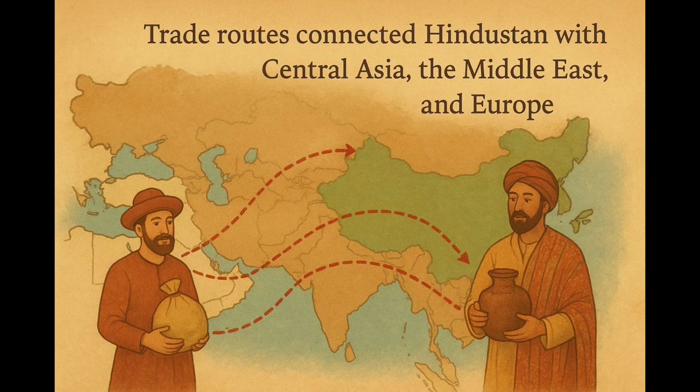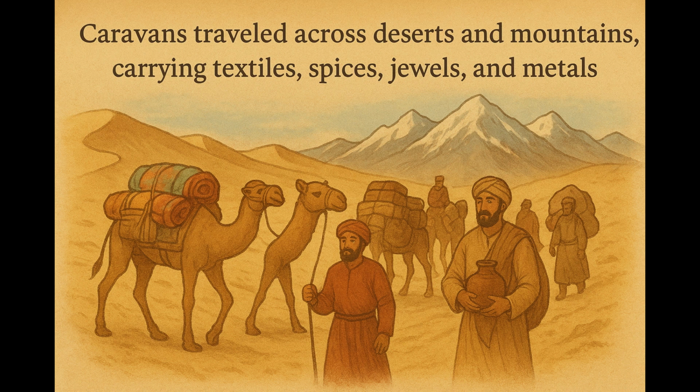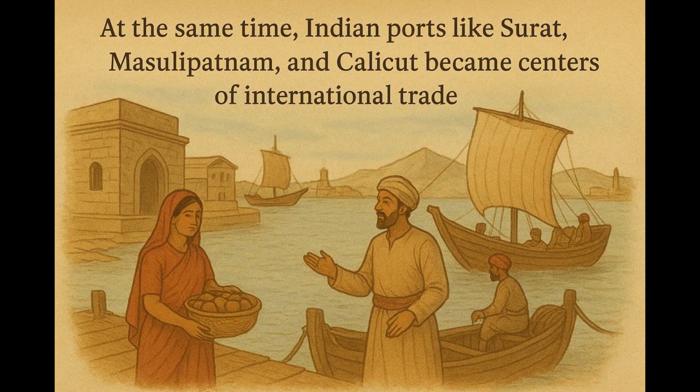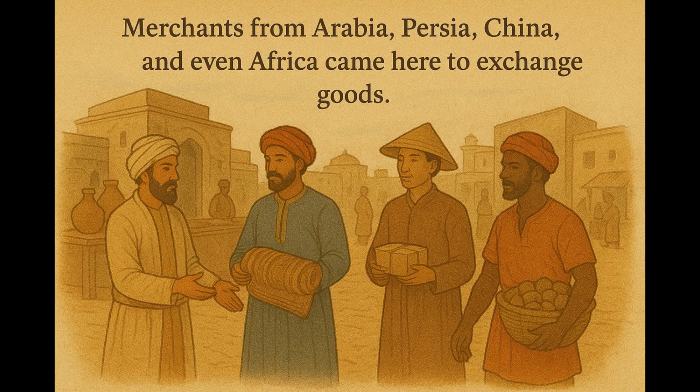Trade routes connected Hindustan with Central Asia, the Middle East, and Europe. Caravans traveled across deserts and mountains, carrying textiles, spices, jewels, and metals. At the same time, Indian ports like Surat, Maisulapatnam, and Calicut became centers of international trade. Merchants from Arabia, Persia, China, and even Africa came here to exchange goods.